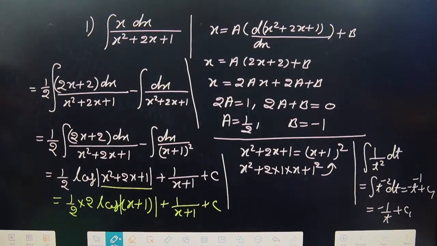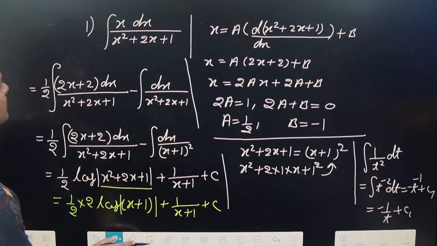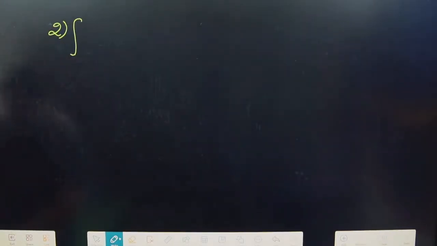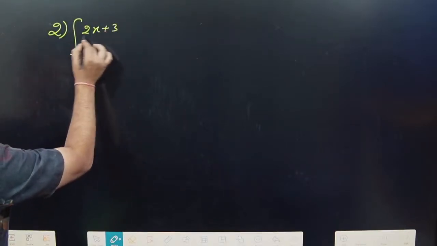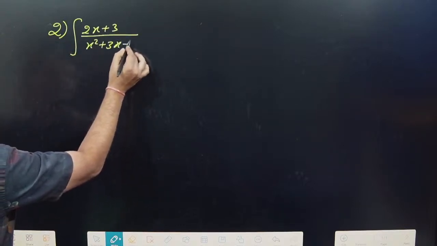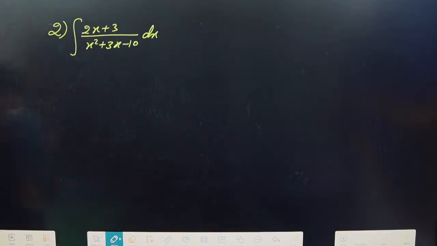Now we focus on the next problem, question number 2. The second problem is the integration of 2x plus 3 divided by x square plus 3x minus 10 into dx. How can we solve this type of problem?